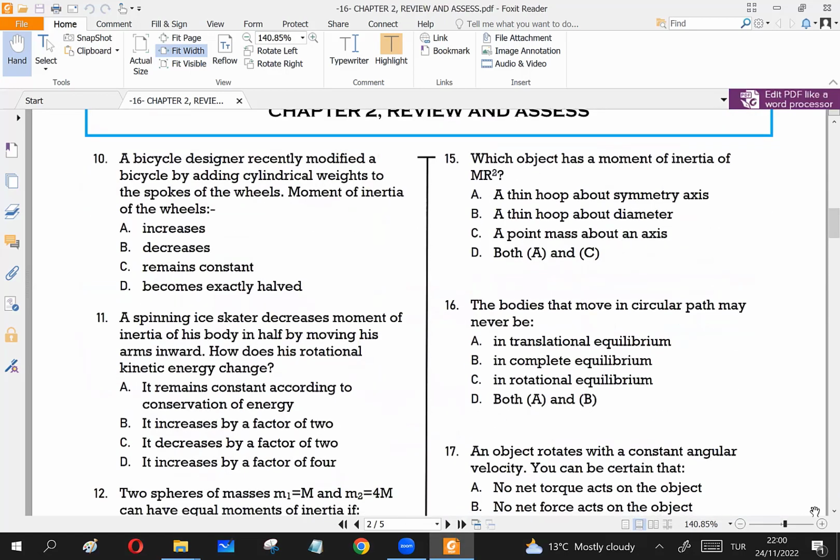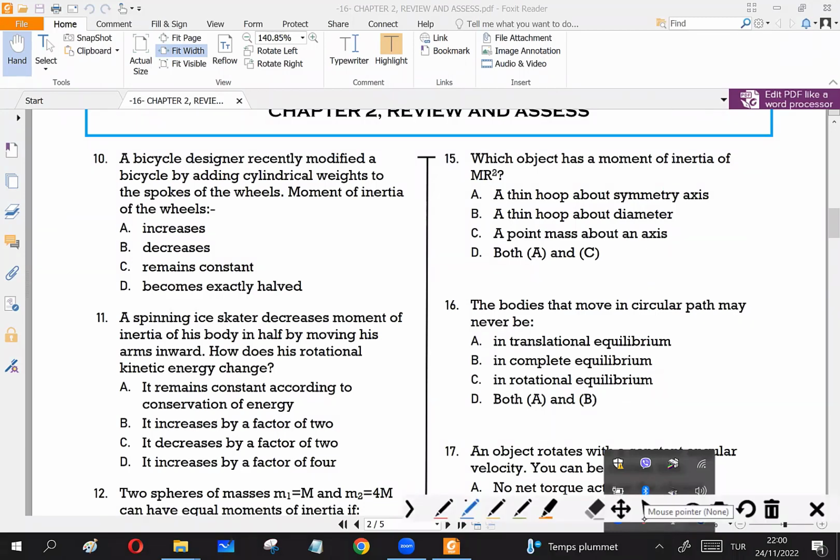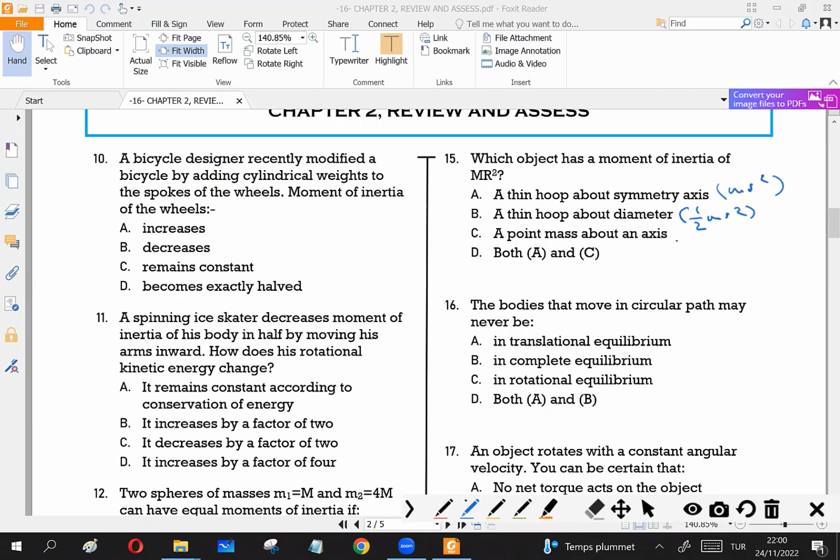Which object has the moment of inertia of mr squared? We know it. It's the circular motion, or a thin ring about the symmetry axis. A point mass about an axis, you can see that from the moment of inertia shapes. A thin ring about a diameter is 1 over 2 mr squared. A thin ring about the symmetry axis is mr squared. A point mass about an axis, which is the circular motion, is also mr squared. So this is the correct answer.